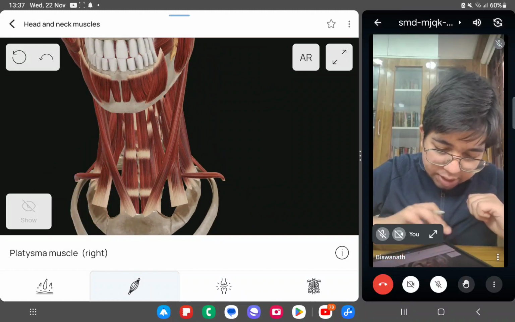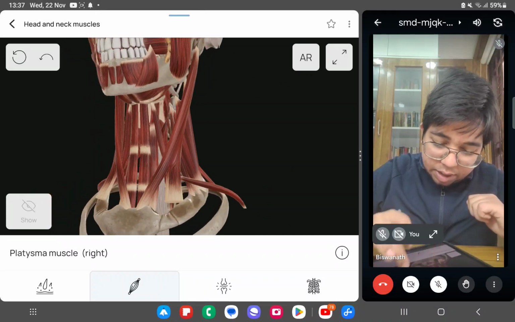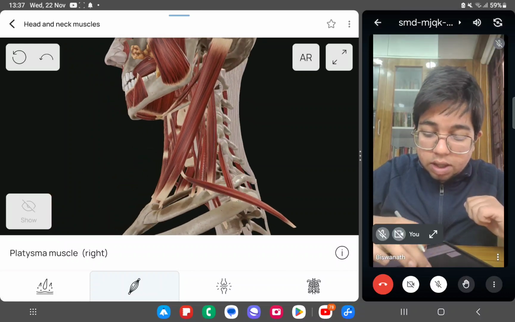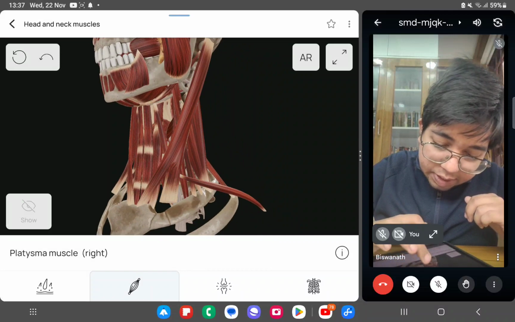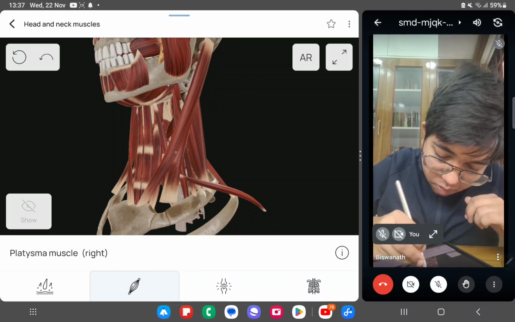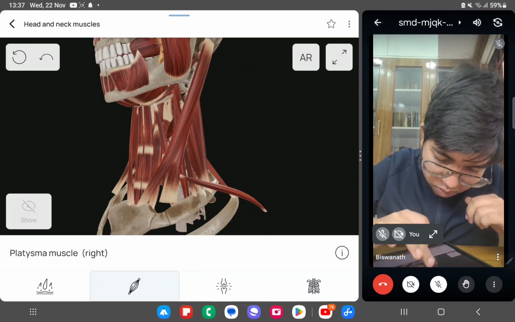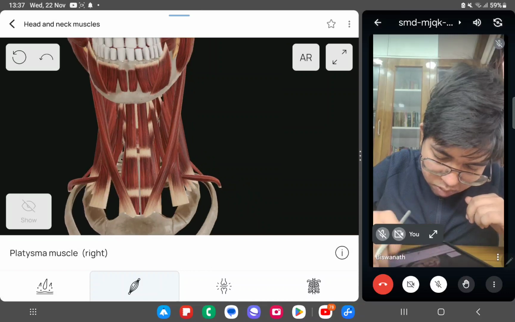Let's hide this. And here are the muscles of the neck. Here are all the muscles of the neck that are there. Okay, this muscle. The app is not working well, really.